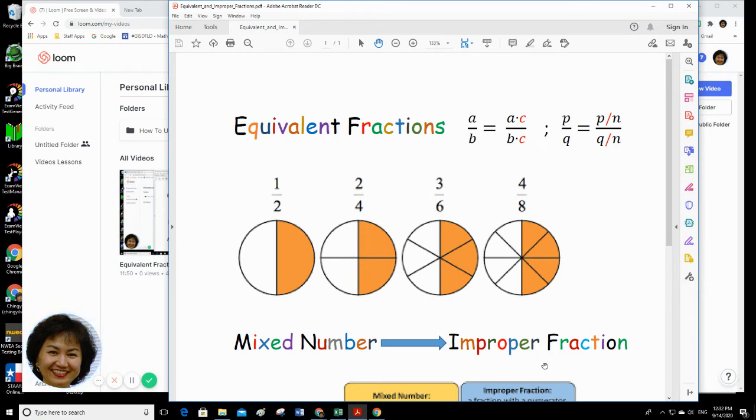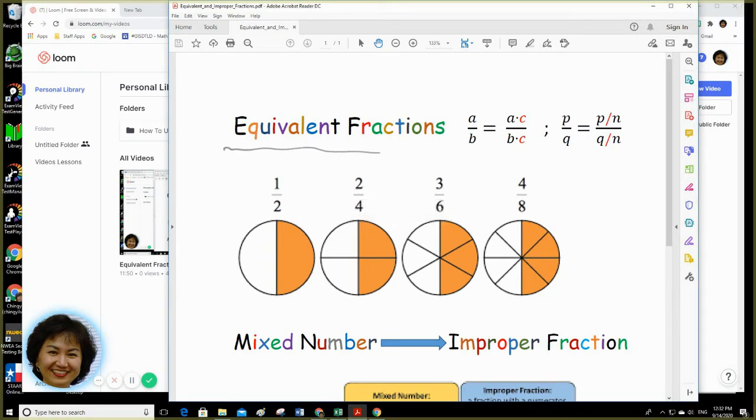Hello. Before we talk about how to add and subtract fractions, there are two very basic but very important concepts we have to review. First one is equivalent fractions. We need to know that for any fractions, if we multiply or divide both numerator and the denominator by the same number, the value of the fraction stays the same. We call them equivalent fractions.